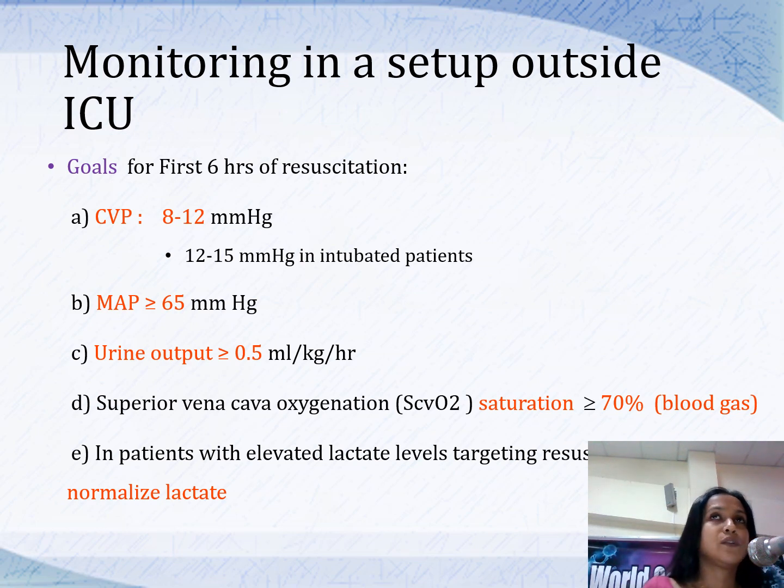Now, what are the goals? In the year 2000, there was a scientist, Rivers, who did a trial on septic patients, and he showed that if you got those targets shown on the screen within the first 6 hours, by giving fluids and by using vasoactive agents, the mortality reduces by 60%. So after the year 2000, we've been following these targets.